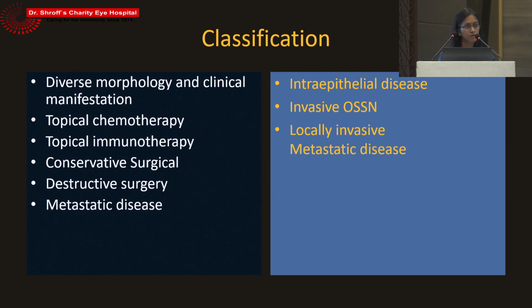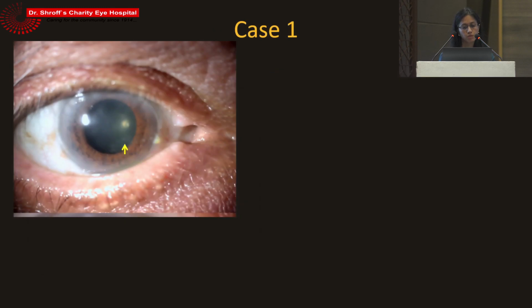Histopathologically, we can classify them into intraepithelial disease, invasive OSSN, which is invading the sclera, and then going inside, being locally invasive, growing intraocularly, or going to the orbit, and then metastatic disease. So I'll just try to connect the invasive pattern of the disease with the treatment modalities that we commonly use, and just kept it more case based.